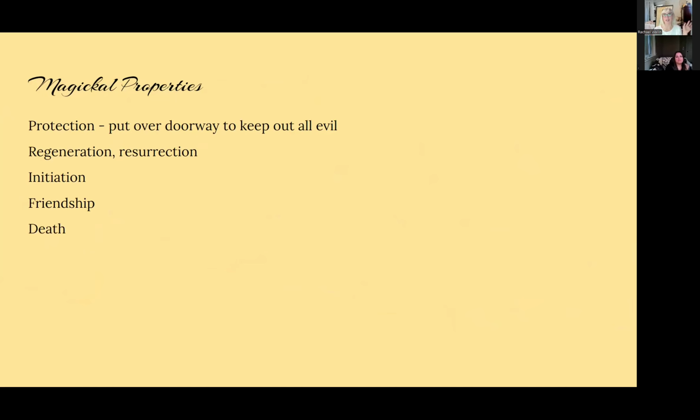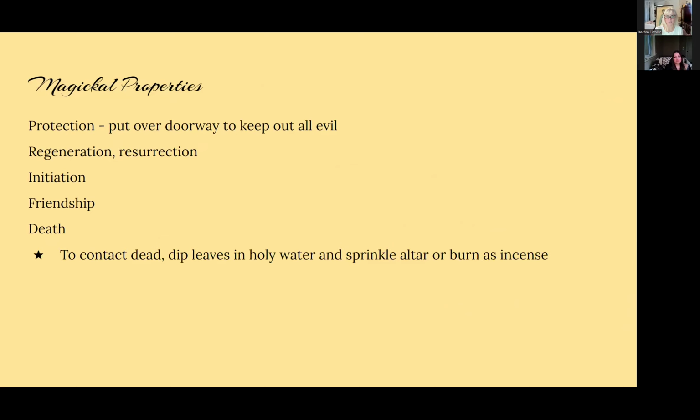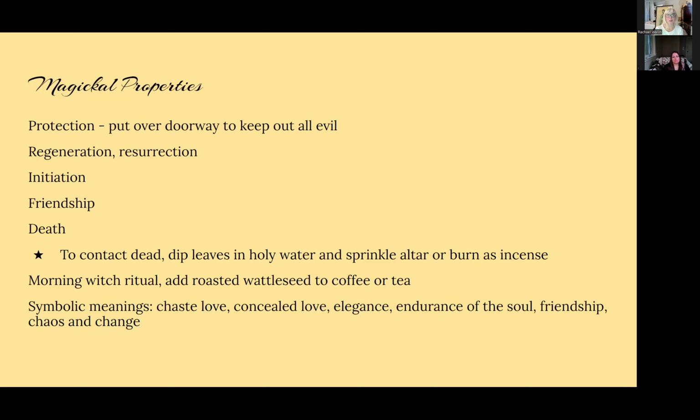As far as guarding the underworld, especially in the Egyptian panoply. To contact the dead, you can dip the leaves of acacia in holy water and sprinkle your altar with it, or you can burn acacia as an incense. I also saw that it was good as a morning witchy ritual. If you can find roasted wattle seed, you can add it to your coffee or tea in the morning. Its symbolic meanings were chaste love, concealed love, elegance, endurance of the soul, friendship, and also chaos and change, which is interesting.